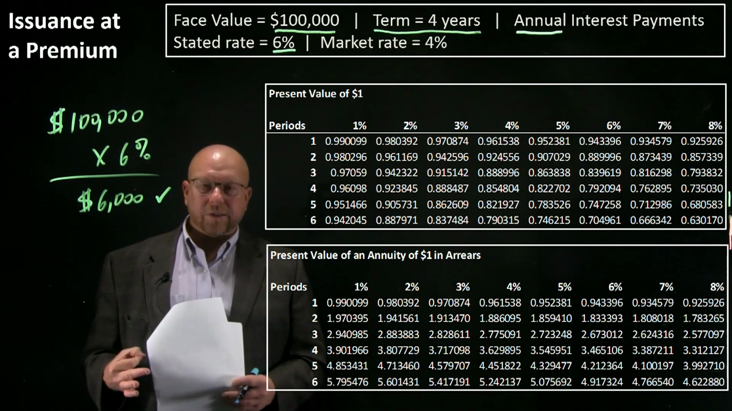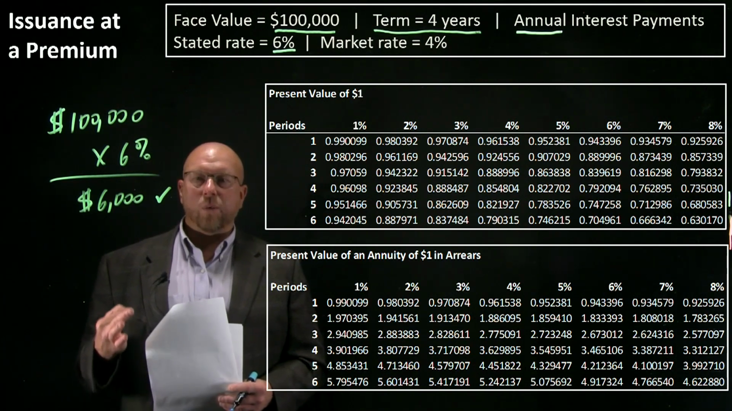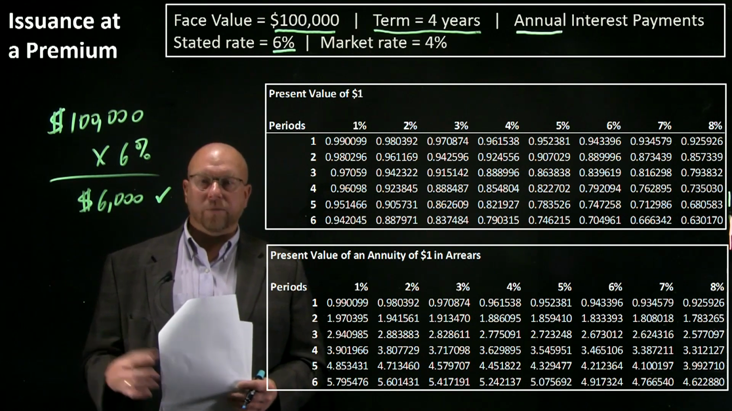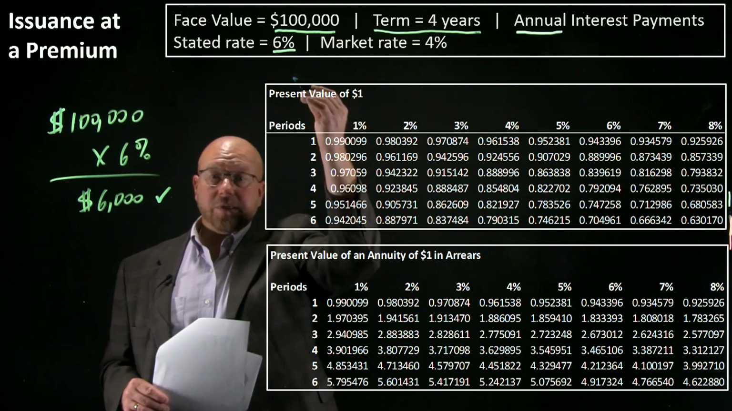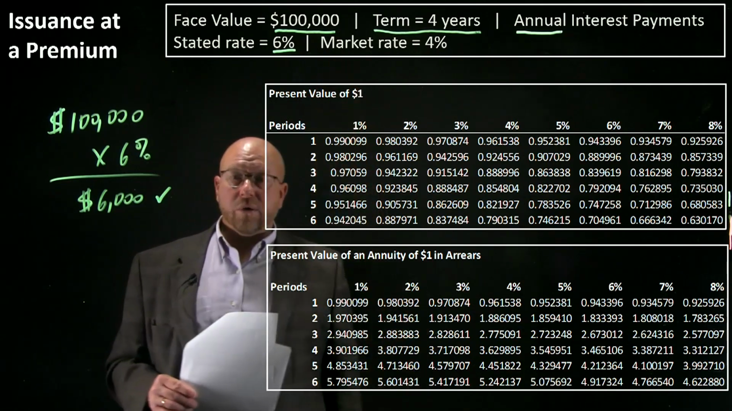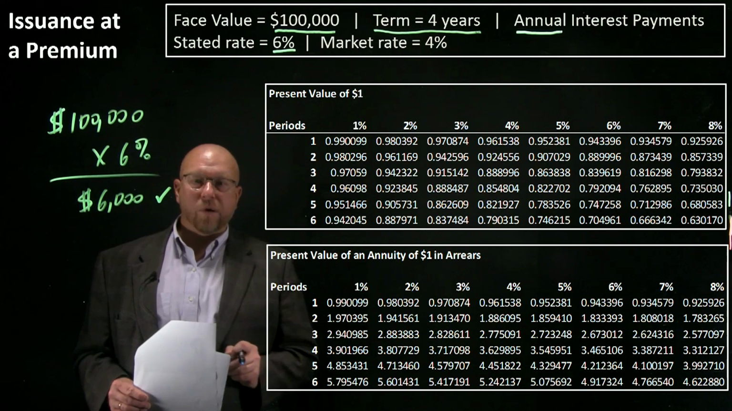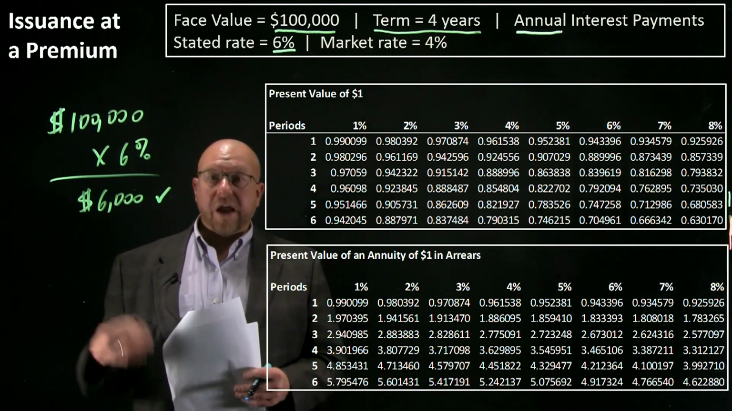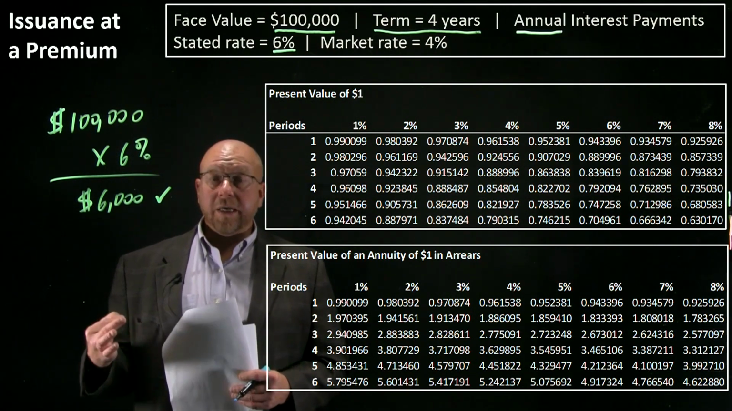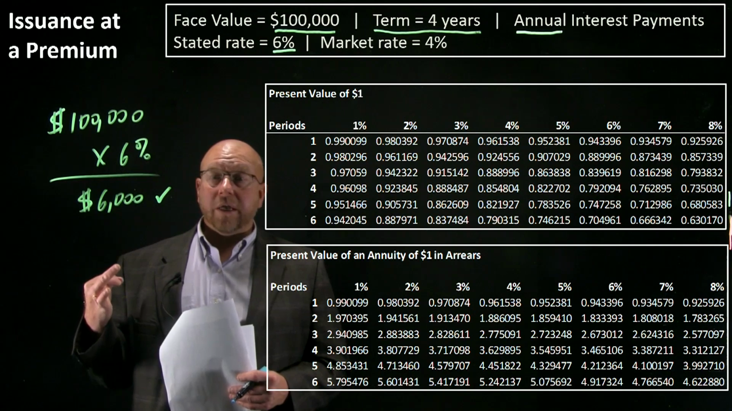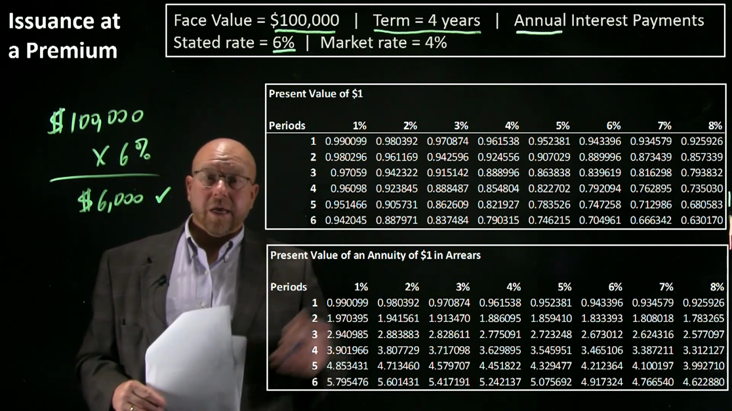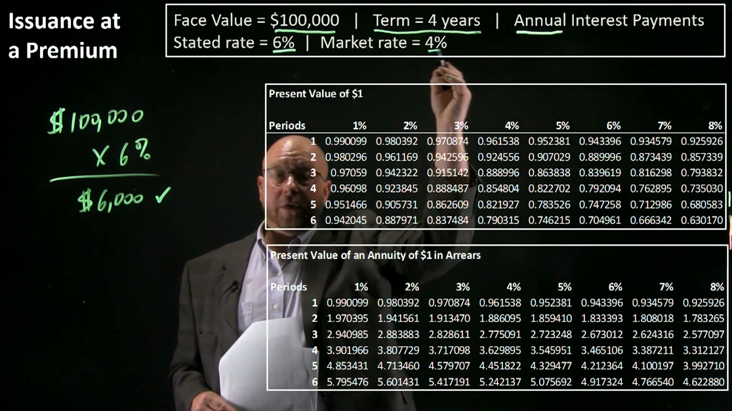So what we have to ask ourselves is, how can we figure out what the issuance price of this bond will be? It pays 6%. The face value in total is $100,000. But right now, the market rate is 4%. In other words, if I were an investor and I wanted to put money into an investment with a similar risk, I would earn only 4%.